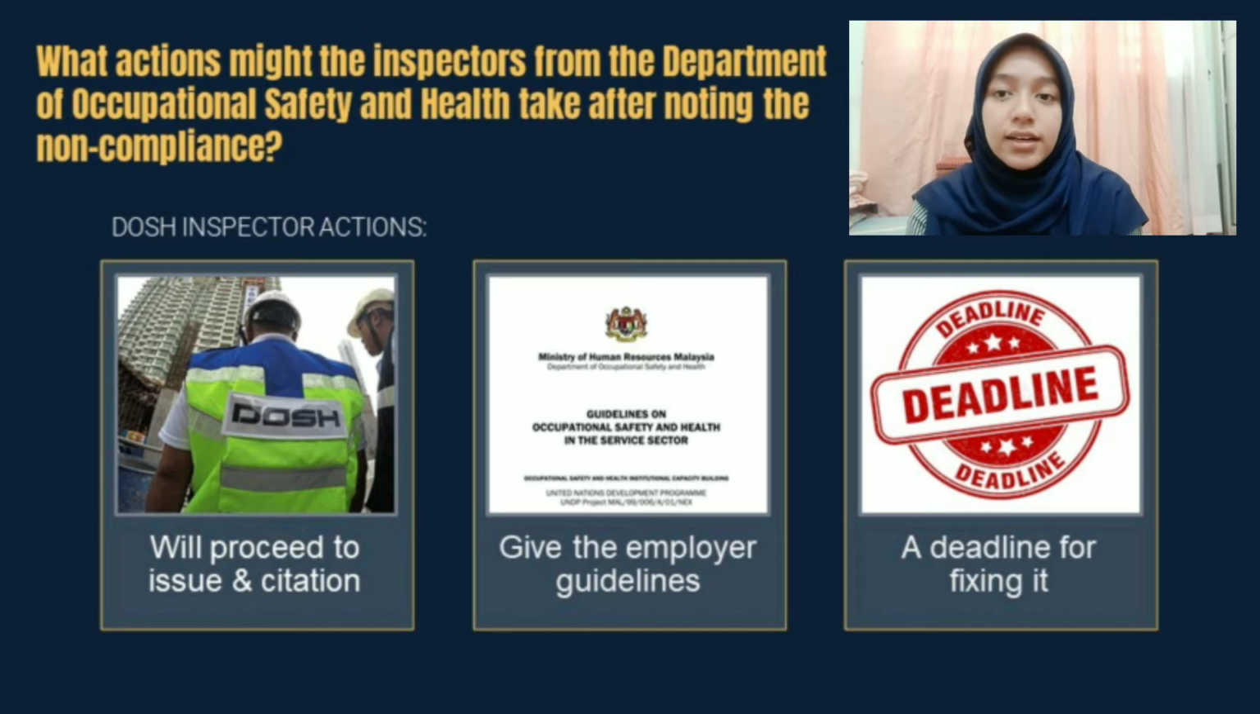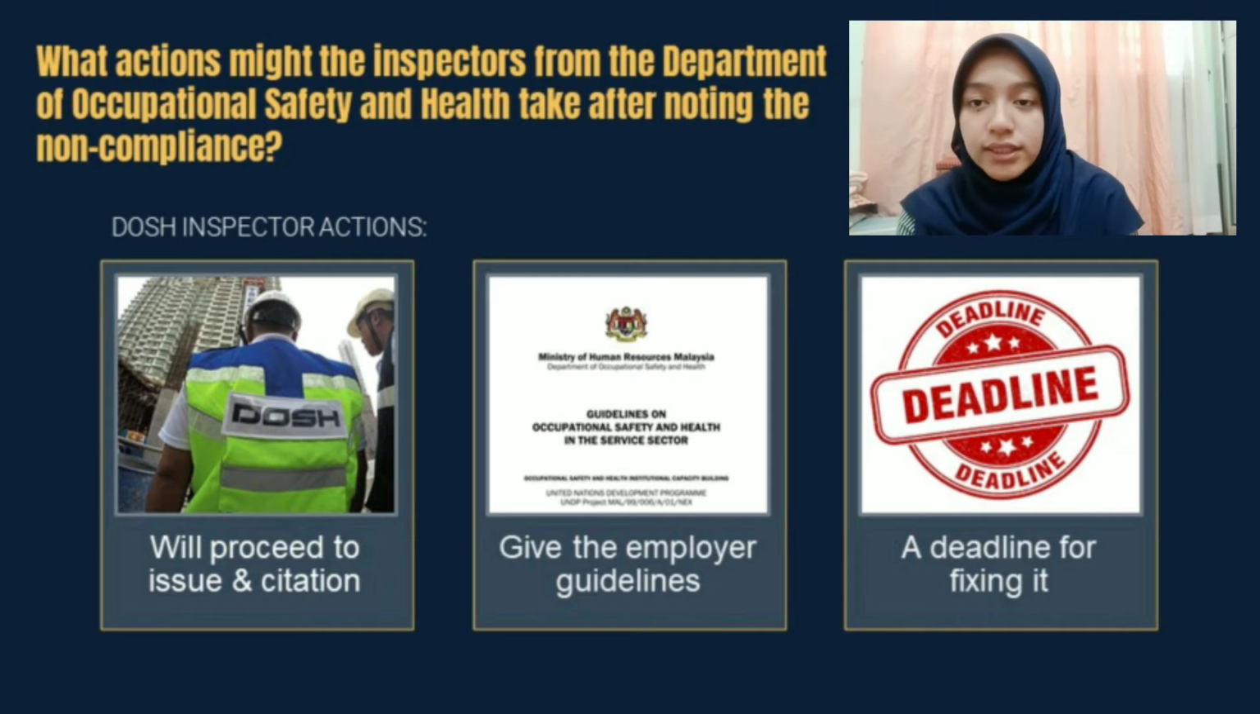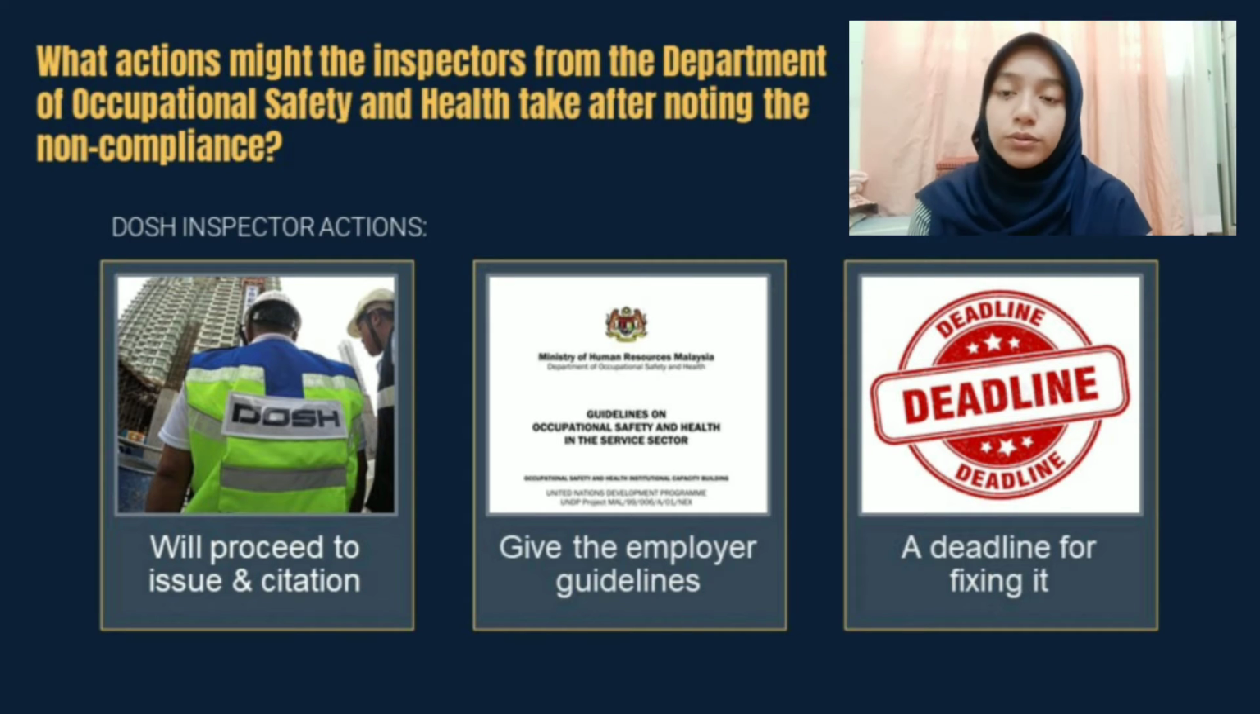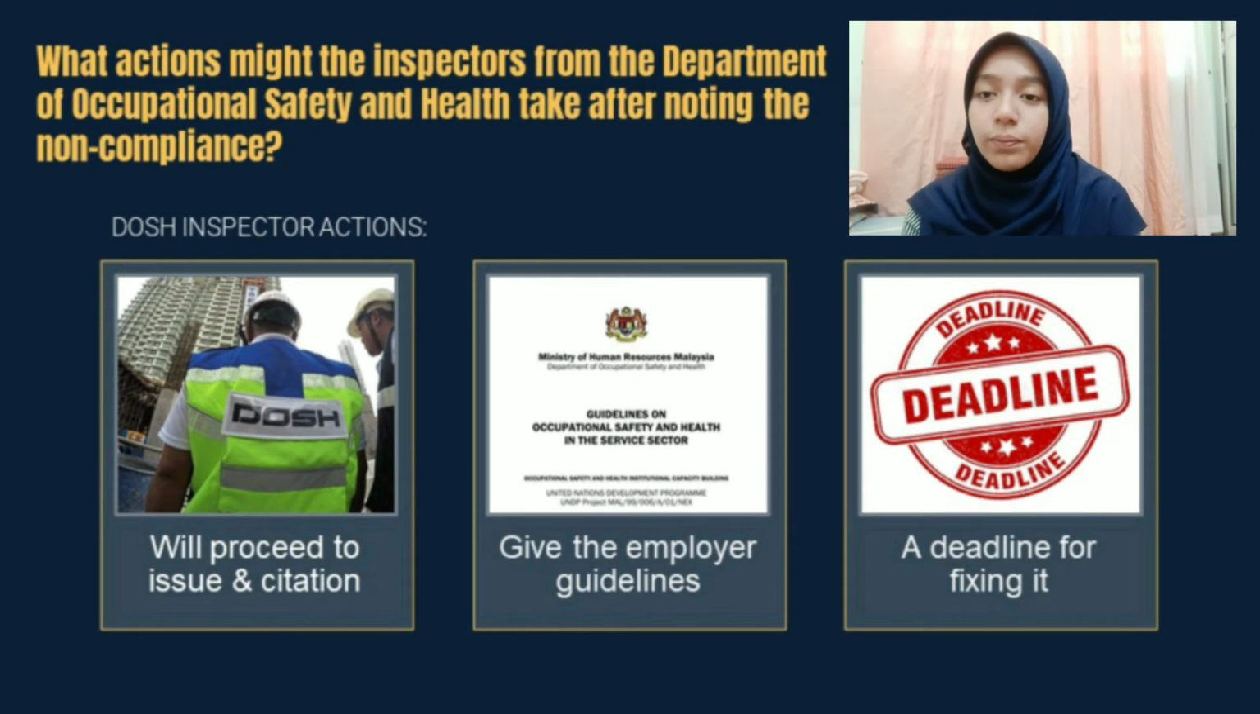From that issue, they will suggest corrective action, which is what the company should do to correct the process flow. After that, the OSHA inspector will give a duration or deadline for the company to comply with the OSHA standard.